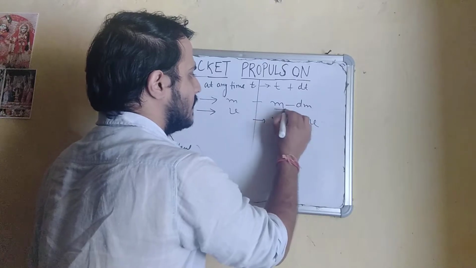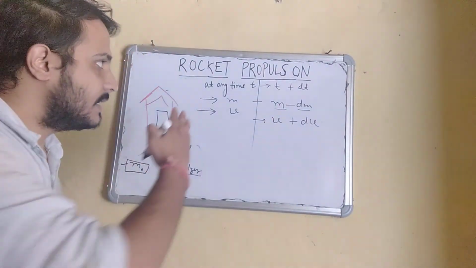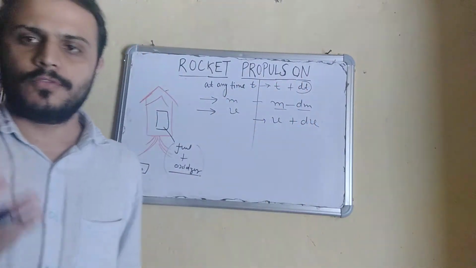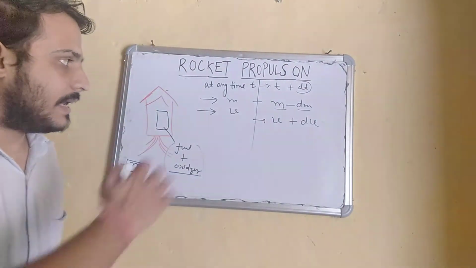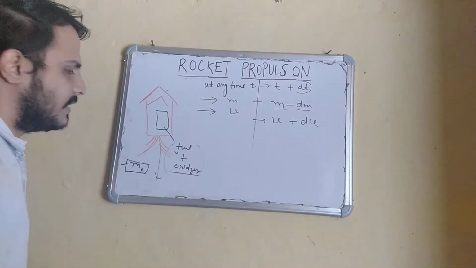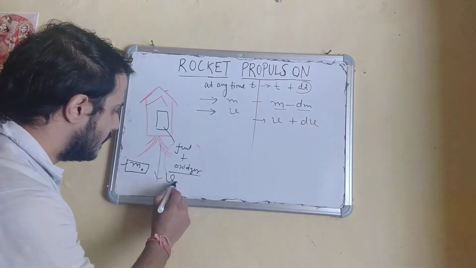There is a change in the mass, there is a loss in the mass, because after that dt time, some of the fuel is burnt inside the chamber, and the gases will eject out in the backward direction with some velocity vg.